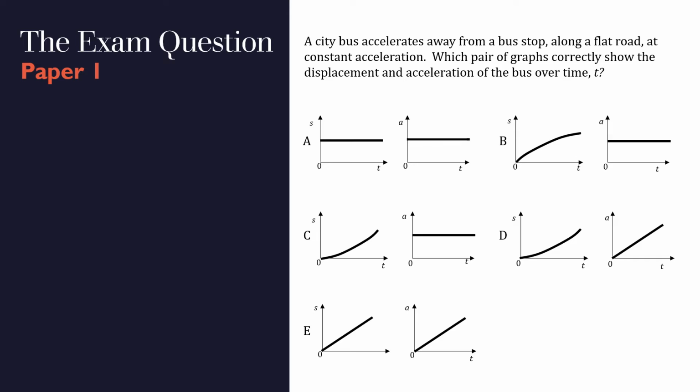A city bus accelerates away from a bus stop along a flat road at constant acceleration. Which pair of graphs correctly show the displacement and acceleration of the bus over time t? Well, there we have the set of 5 options.